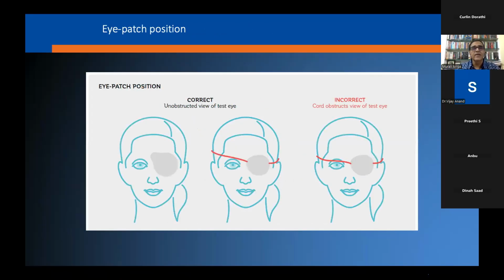Also, you will find that the eye patch position, when you cover one eye, many of us are in a hurry, we put a small bit of tape, or we stick the eyelash, we put a bit of cotton or gauze, we don't place it properly. The patient is uncomfortable, and look at this particular example where the cord is obstructing the tested eye. So make sure the patient is comfortable, make sure the test is being done with the patch in the correct position.